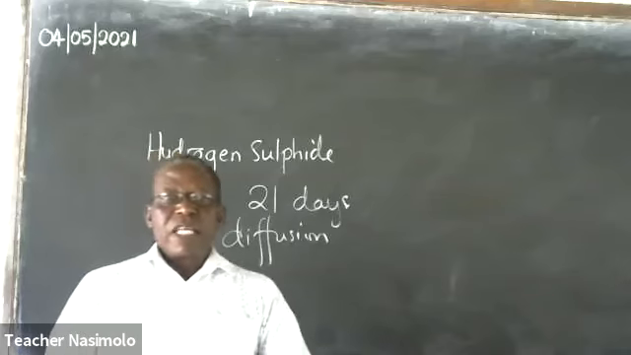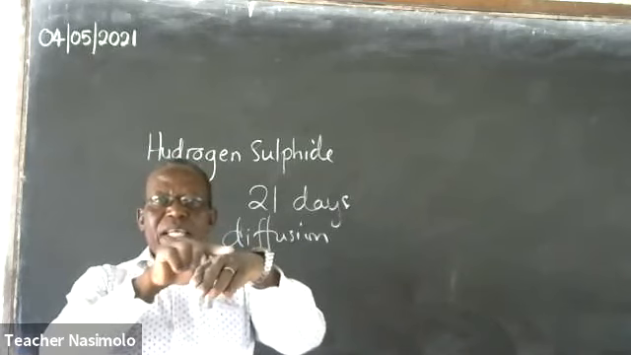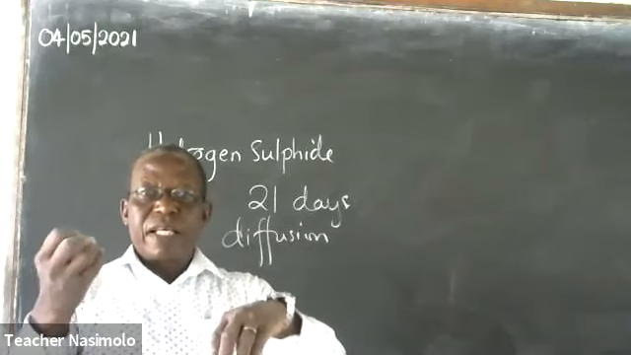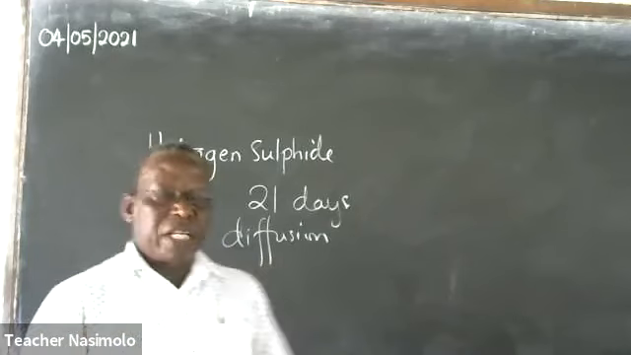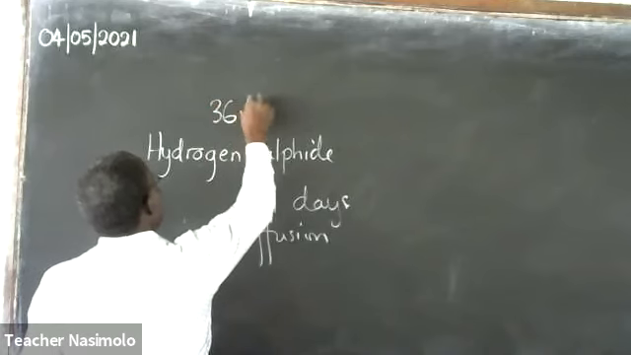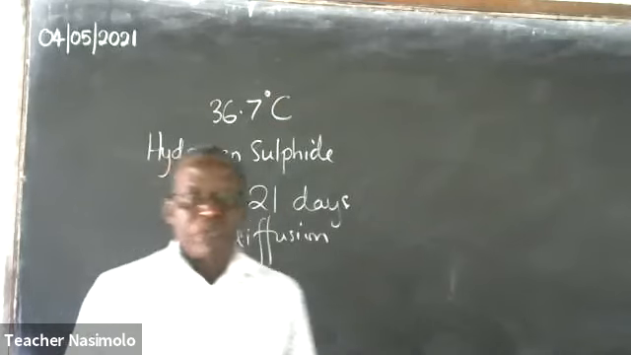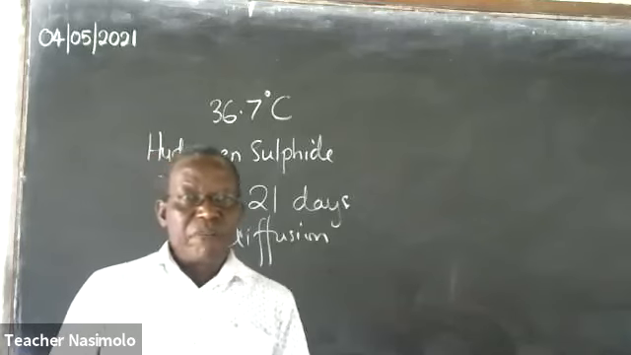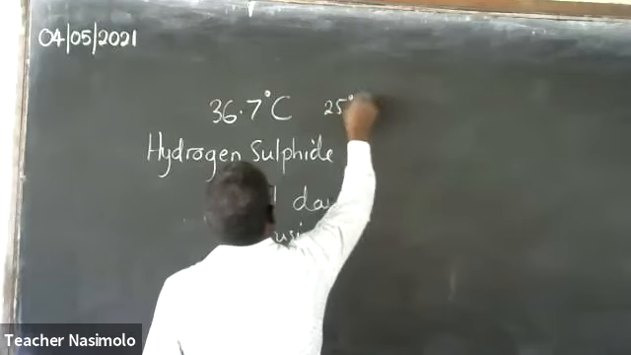So similarly, if these particles of spirit which you put on your skin are to evaporate, where do they get the energy from? They will get the heat energy from your skin. Remember, your body temperature, we say, is about 36.7 degrees centigrade. Now, the spirit that you are using is at room temperature, which may be at around, let's say, 25 degrees centigrade.